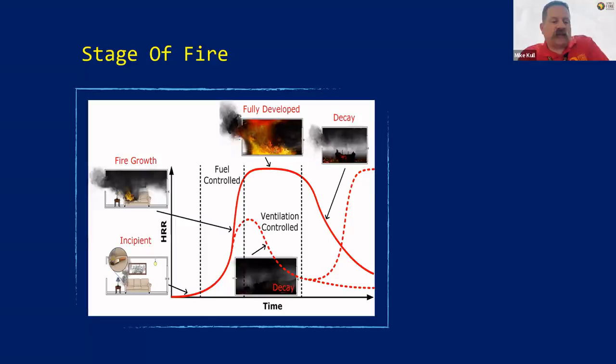Incipient stage. When the fire's just starting. It's the start of the fire. The fire is very small. Maybe it extinguishes itself and we don't get an incident out of it. Or maybe the fire progresses and carries on, right? So that's the next step, fire growth.